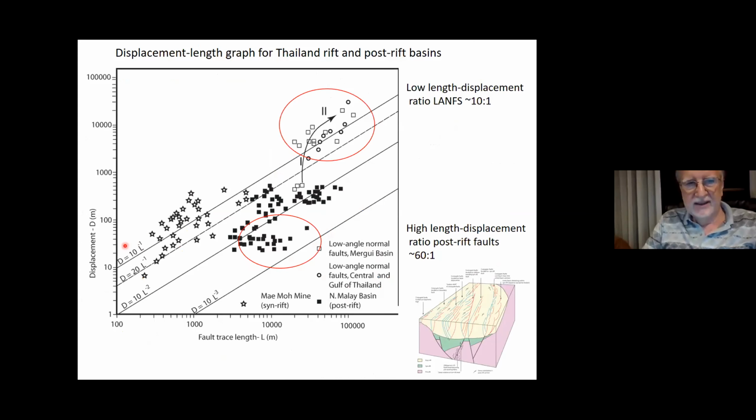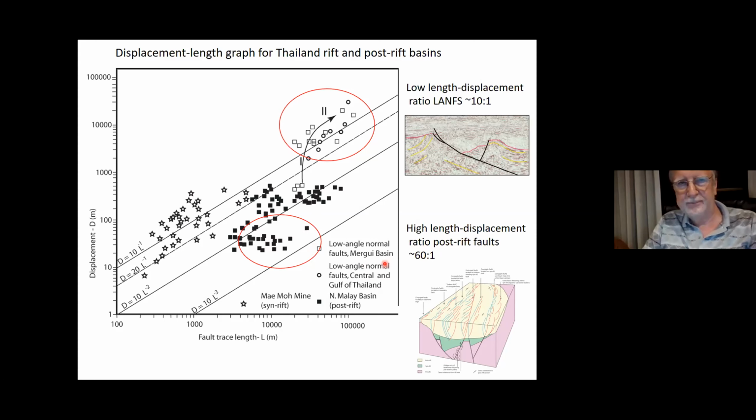And so looking at displacement versus fault length graphs, if generally faults have length to displacement ratios of about 20:1, we find that the low angle normal faults that are influenced by pre-existing fabrics have low length to displacement ratios of about 10:1, whereas these faults in the post-rift section have very high length to displacement ratios of about 60:1.